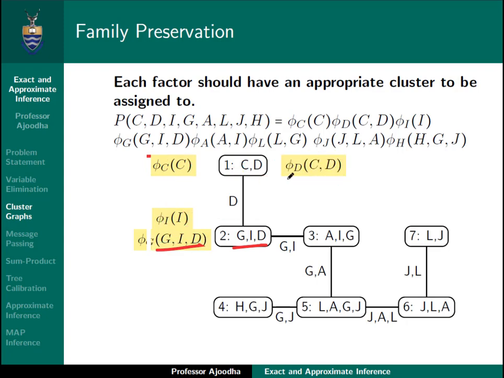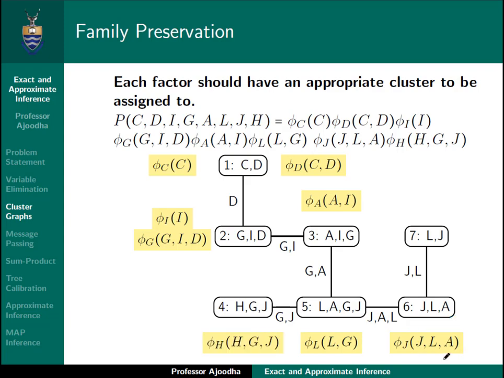Okay, and after that, what's next? So let's go next. This is AI, and AI is perfect. There's LG, LG, and LG. It works out. Here's JLA, JLA, it works out. HGJ, HGJ, it works out. Oh, and then we're done. So wonderful, we managed to get all of our factors. All of our factors are now assigned a cluster.